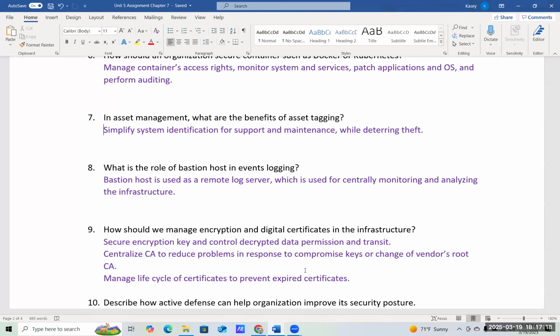Now we have to secure such hosts, right? Because Bastion hosts contain important information. It's a way that we can access important information about occurrences, right? Incidents, potential issues that exist in our networking system.